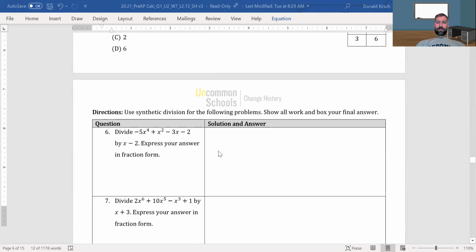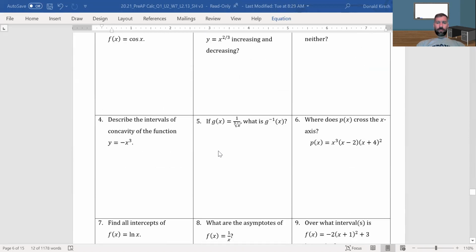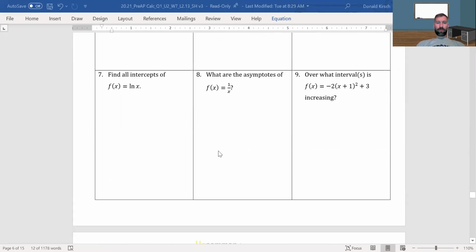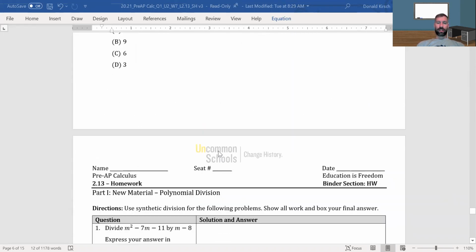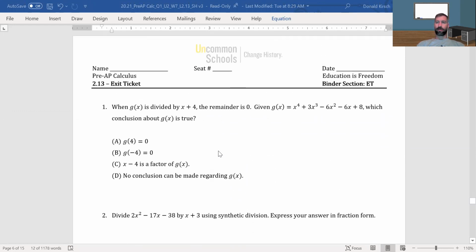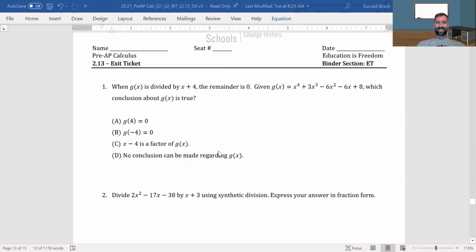Let's go to our exit ticket. Where is it? Oh, keep going. Starmani's yelling at me right now for using so much packet, not doing all the problems. Sorry, Starmani. Here's your exit ticket.